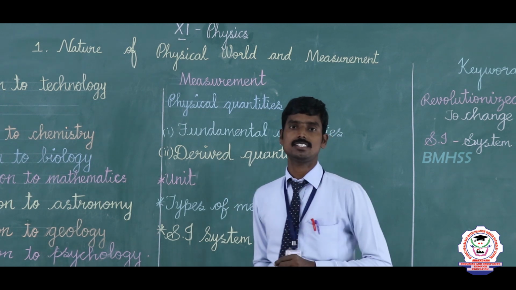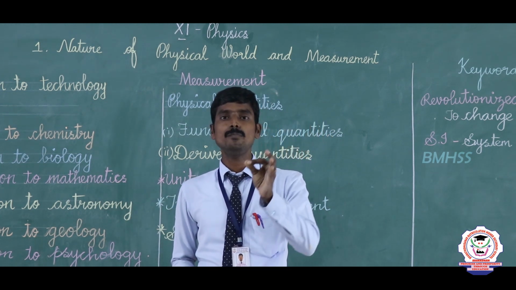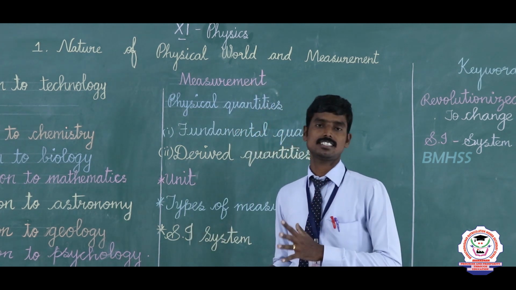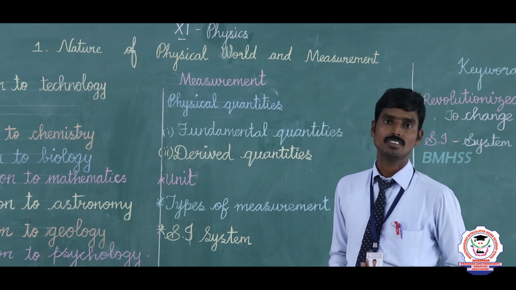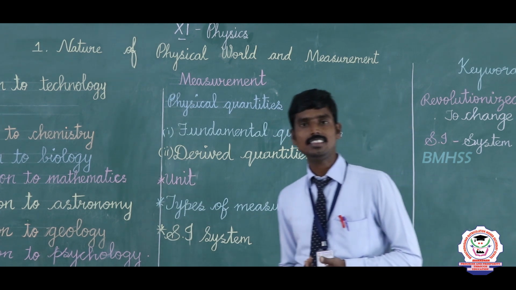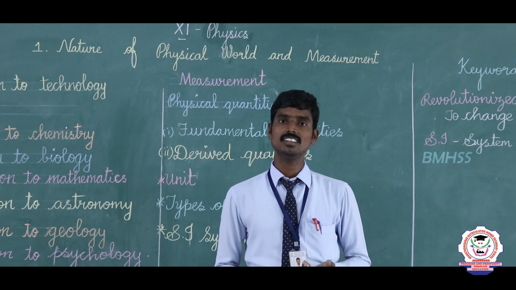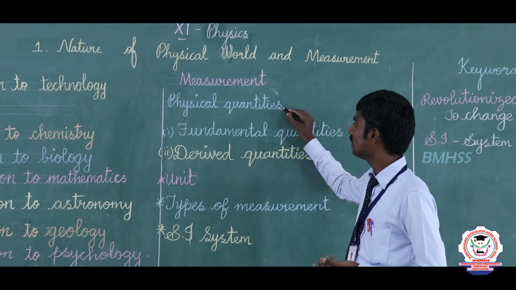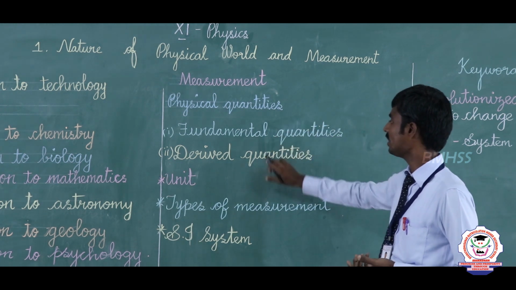Definition of physical quantities. The quantities from which the laws of physics are described are called physical quantities. Examples: length, mass, time, temperature, volume, area, density, etc. These physical quantities are classified into two types. The first one is fundamental quantity, the next one is derived quantities.